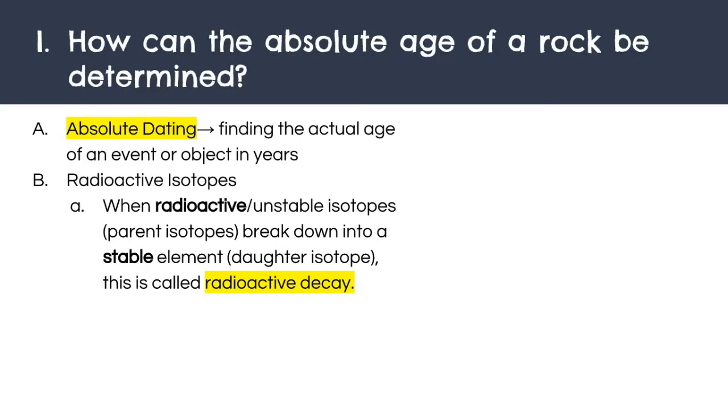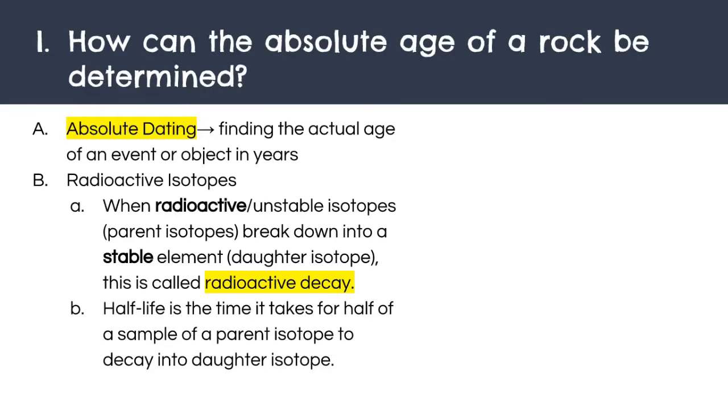we call radioactive decay. Another word for radioactive or unstable isotopes, we call those parent isotopes. And when they break down into the stable element, we call that the daughter isotope. So when I say radioactive or unstable or parent isotope, I'm talking about the same thing. And when I talk about stable, I'm talking about the daughter isotope, and those are the same thing as well.